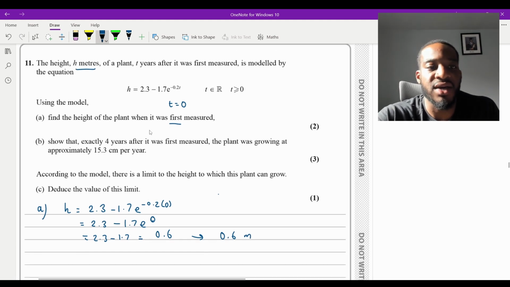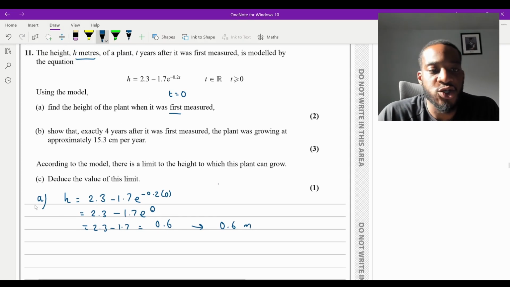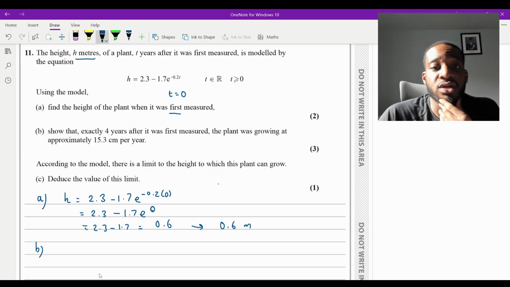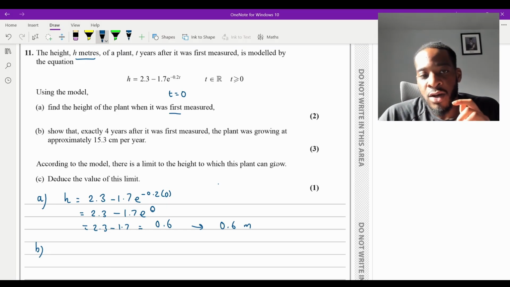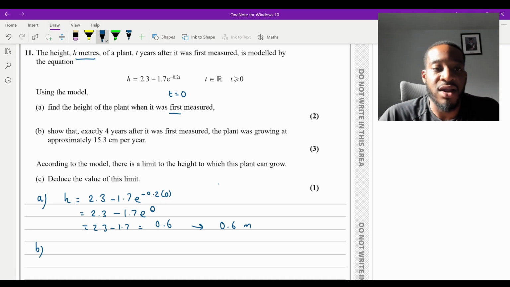Okay. Part B says, show that exactly 4 years after it was first measured, the plant was growing at approximately 15.3 centimeters per year. Now, this one's 3 marks. It is very sneaky because you may be thinking to just plug in 4 into your h and see if you get 15.3, but you won't, because firstly, you don't do that because it says per year, right?